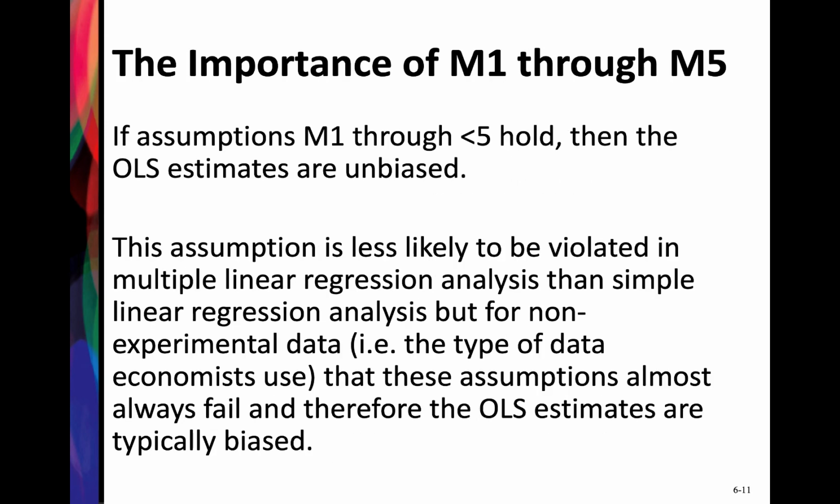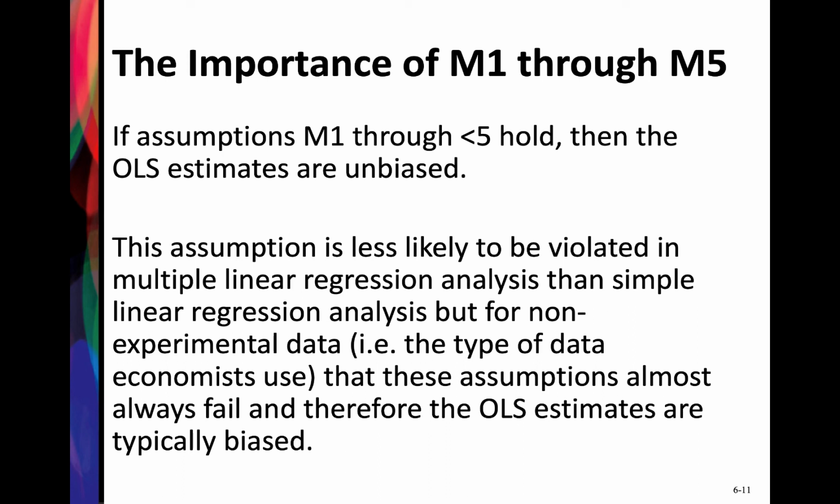But if M1 through M5 hold, which is atypical, but this is like the gold standard, then the OLS estimates are unbiased. Sorry, this should be an M. I don't know why. It's a less than sign. I guess the alligator is eating the 5. I'm not sure why. So this assumption is less likely to be violated in multiple linear regression than simple linear regression because we've taken things out of the error term and put them into our model.